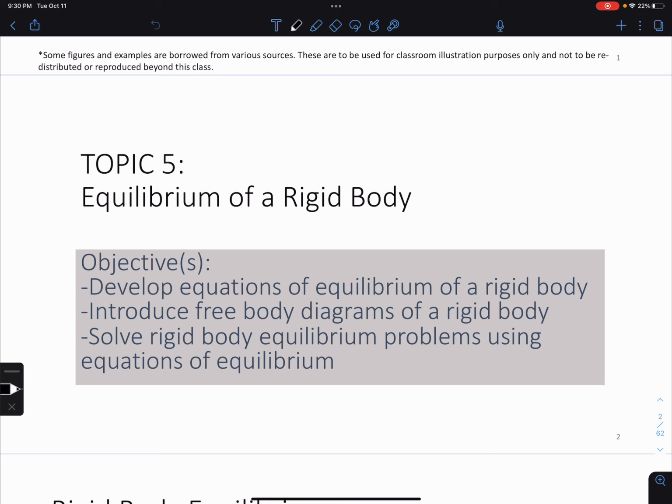We're going to introduce a really important concept called free body diagrams, which we're going to abbreviate as FBDs. We'll be using FBDs pretty much for this topic and the remainder of statics. And then we're going to be able to solve for rigid body equilibrium problems by drawing an FBD and then solving the equations of equilibrium that we develop.